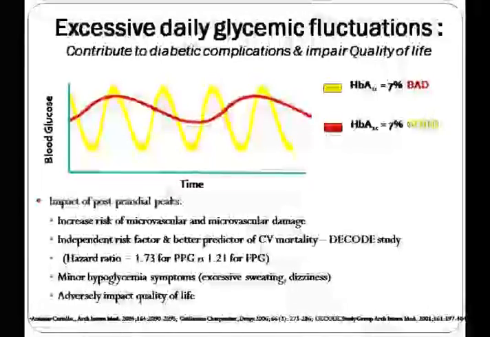Which is telling us that just going by A1c for the longest time that we've been doing that, or by doing just SMBG, maybe 3, 4, 7 readings in a day, hasn't really given us the actual picture of what's been happening. And these postprandial peaks will increase the risk of micro and macrovascular damage. Minor hypoglycemic symptoms might be missed in these patients, and it adversely impacts the quality of life.